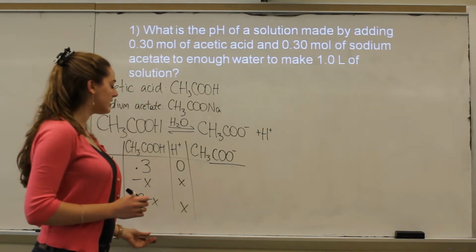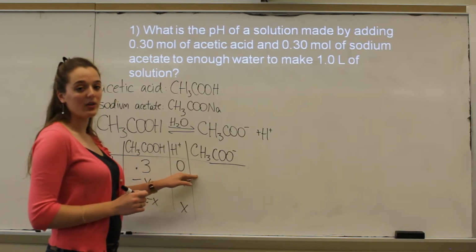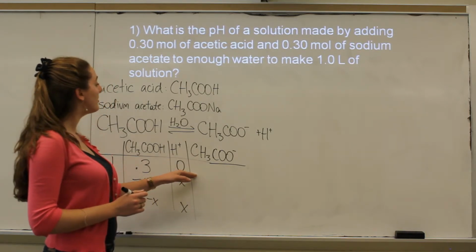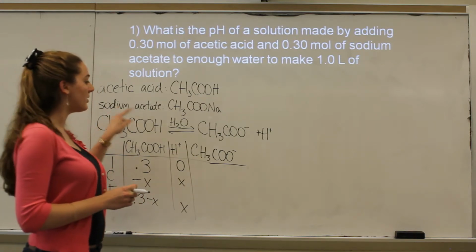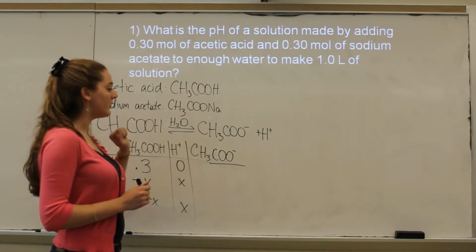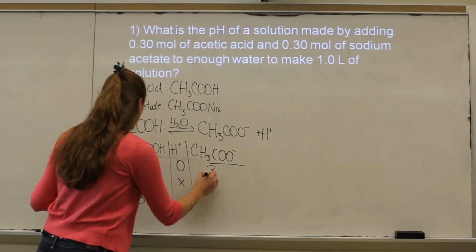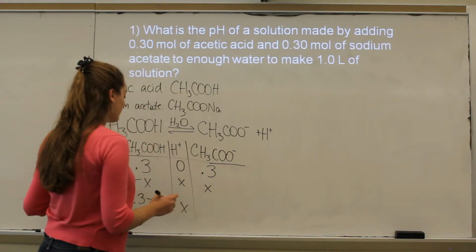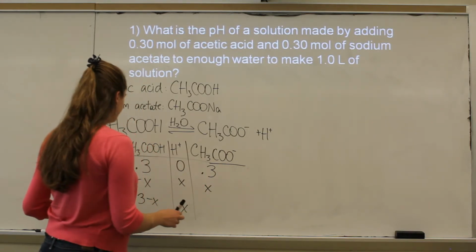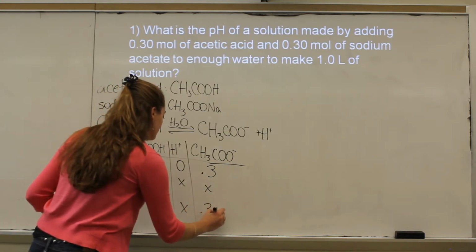And the CH3COO- begins as 0.3 molar, as we know from the problem, because since there's 0.3 molar of sodium acetate, there will also be 0.3 molar of CH3COO- to begin with. So our initial is 0.3, and our change is positive, because again it's being formed, and the final equilibrium value will be 0.3 plus x.